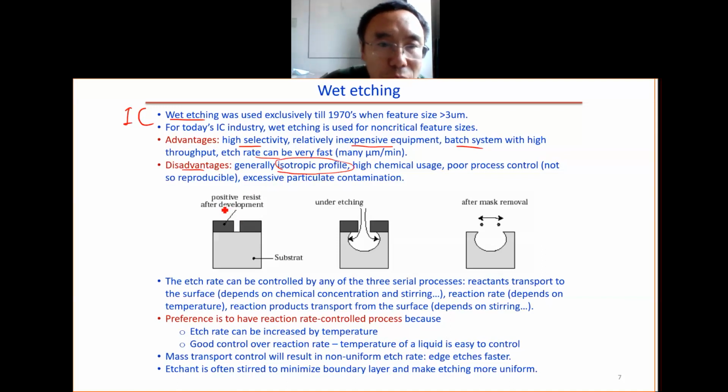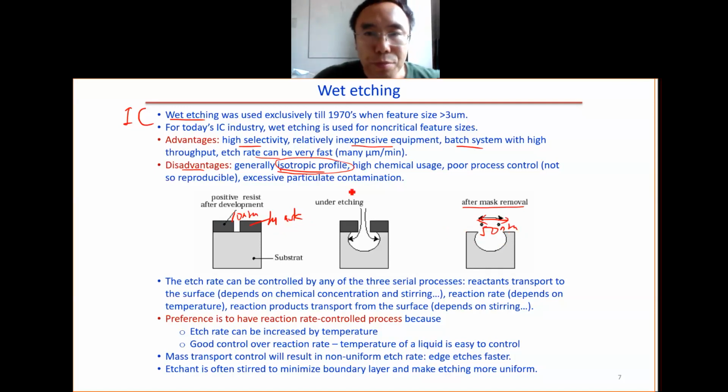As you can see here, we have the mask. After the etching, because this is isotropic, we have this isotropic etching. After removing the mask, we have this one. If the opening here is like 10 nanometer, for example, then the opening here becomes maybe 50 nanometer. So you can see, this is very bad. We lose the feature size.